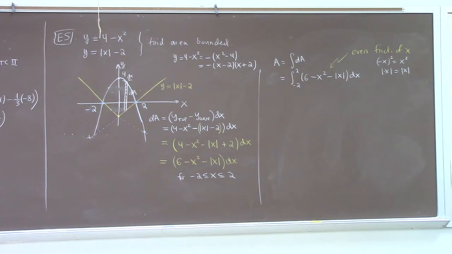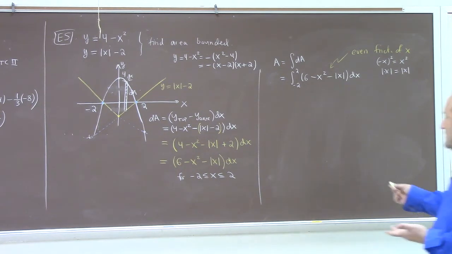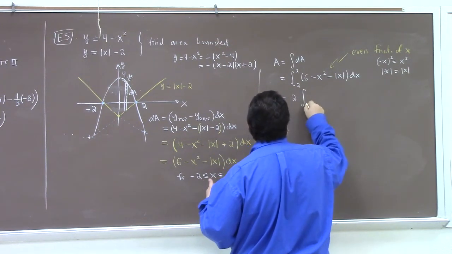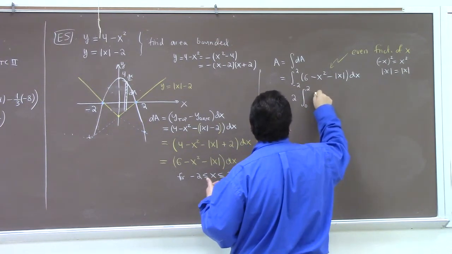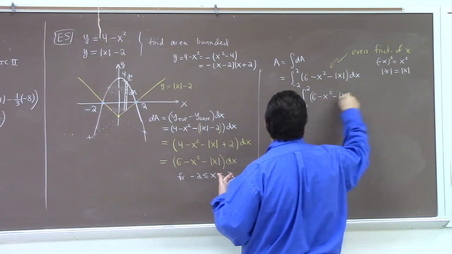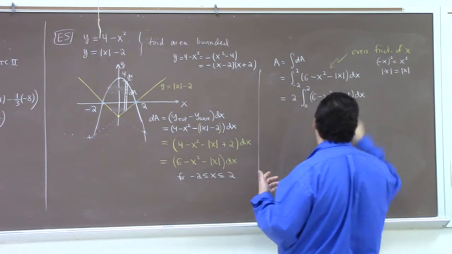So we can use the doubling trick that I talked to you guys about the other day. Or, of course, what's the other way you could look at this? By the symmetry of the area, this is the same as what? Twice the integral from 0 to 2 of 6 minus x squared minus the absolute value of x dx.